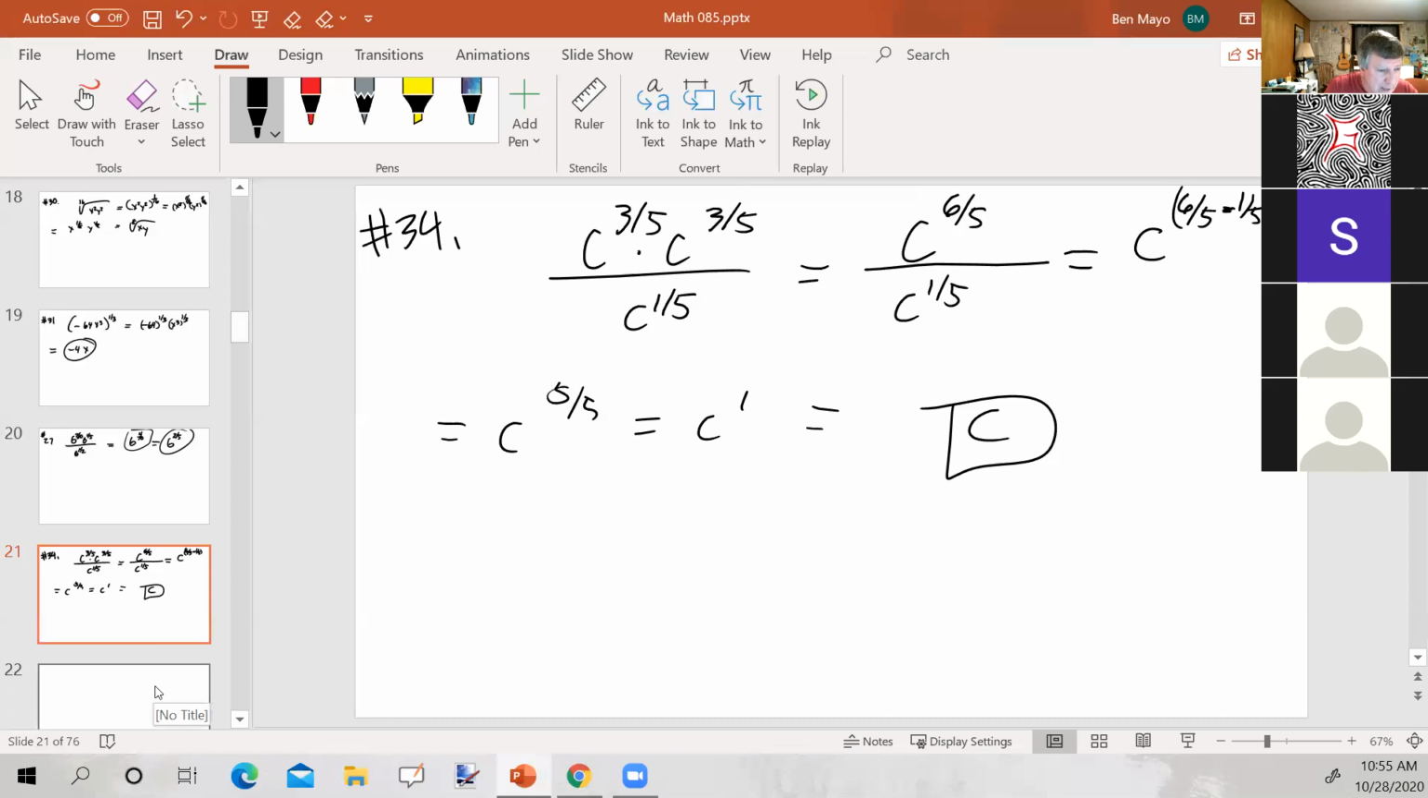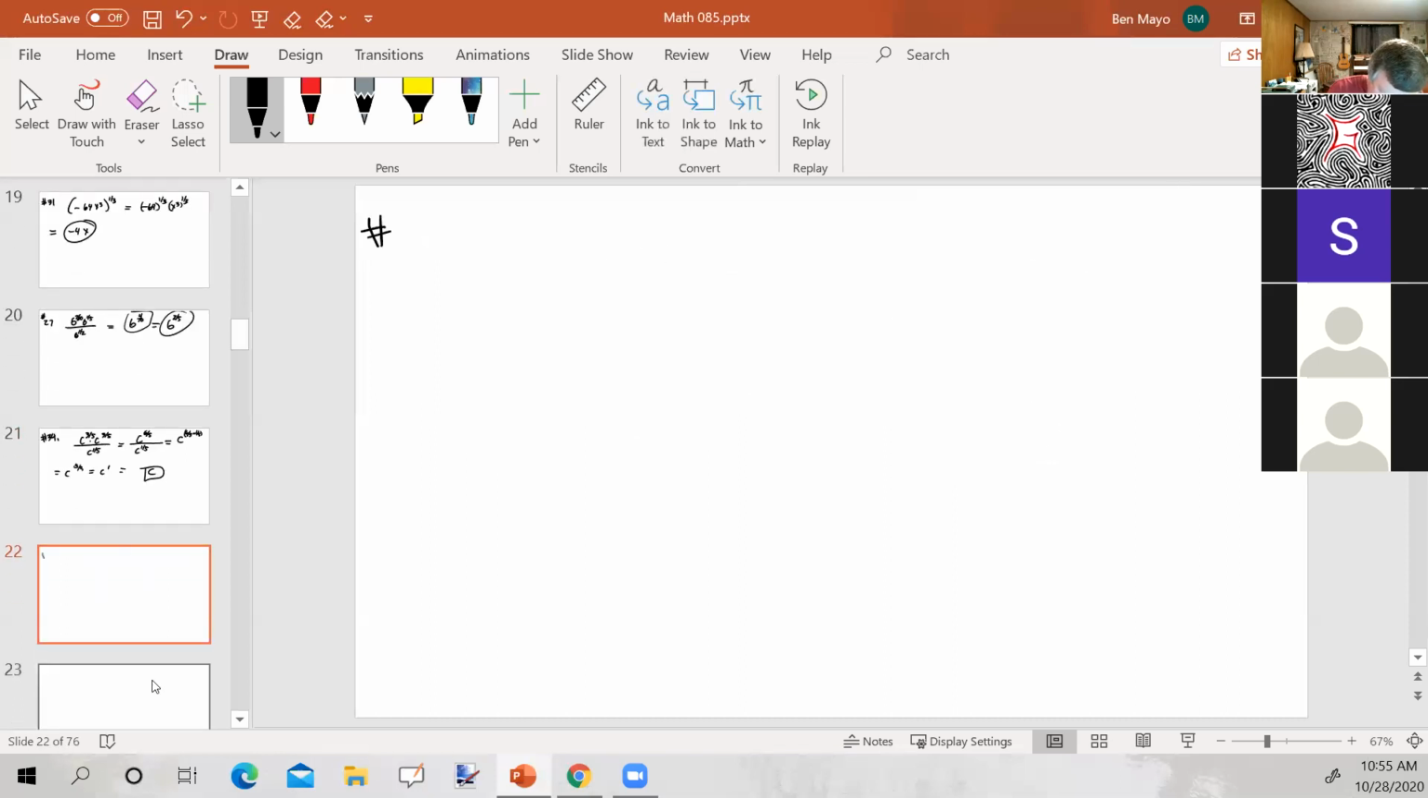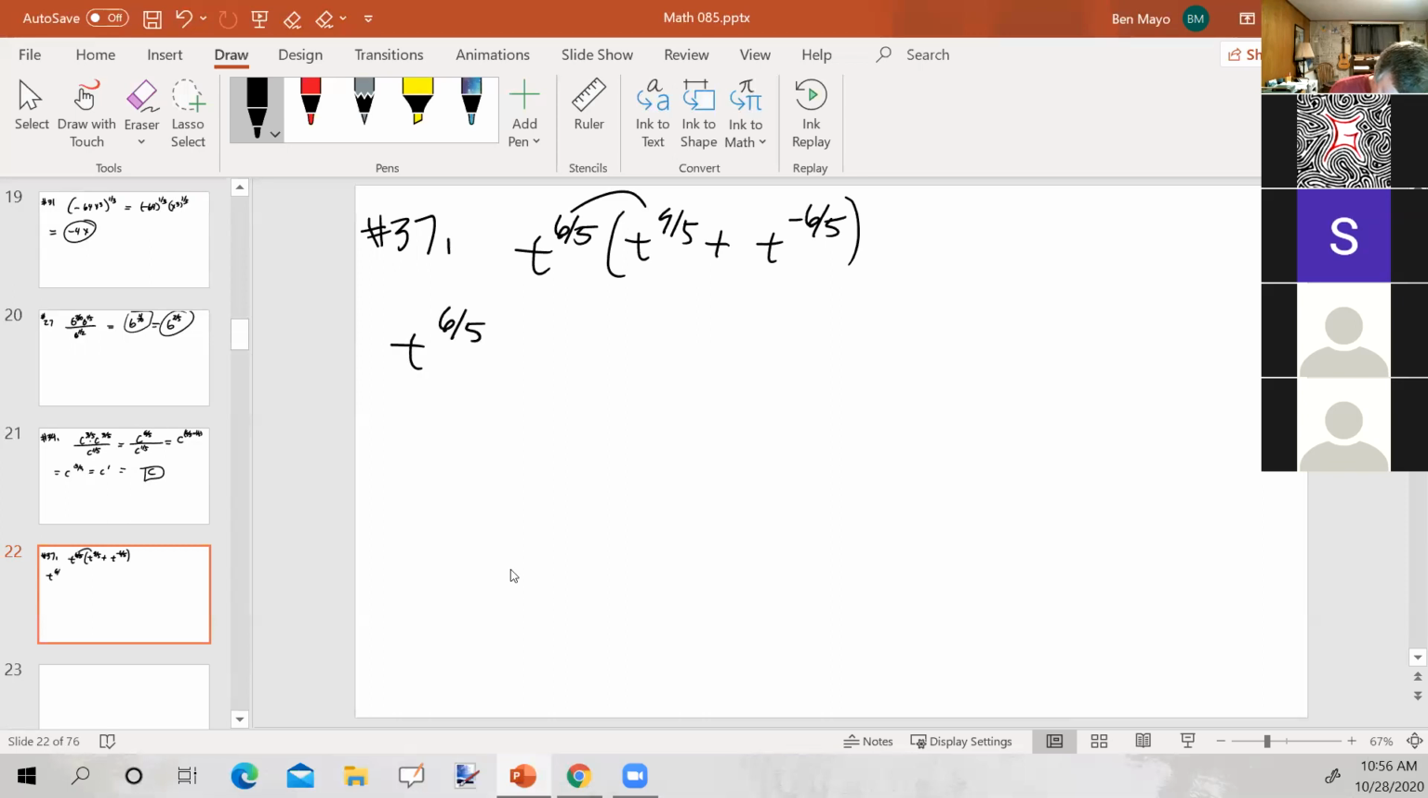Let's take a look at number 37. T to the 6/5 times the quantity t to the 9/5 plus t to the negative 6/5. Simplify the expression, the variable represents a positive real number. So we're going to distribute: t to the 6/5 times t to the 9/5 plus t to the 6/5 times t to the negative 6/5.